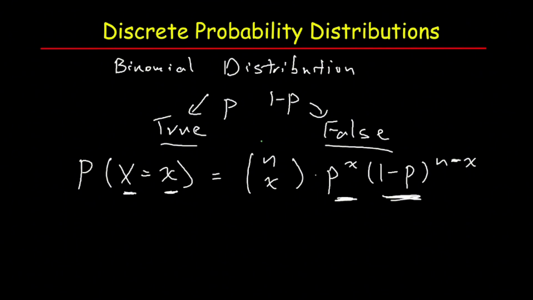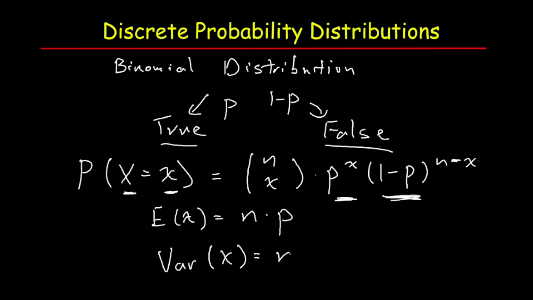So this is the probability distribution for a binomial distribution. Now, in terms of the expected value and variance, these are much easier. The expected value for a binomial distribution is simply n times p. And the variance for a binomial distribution is just np times (1 minus p).